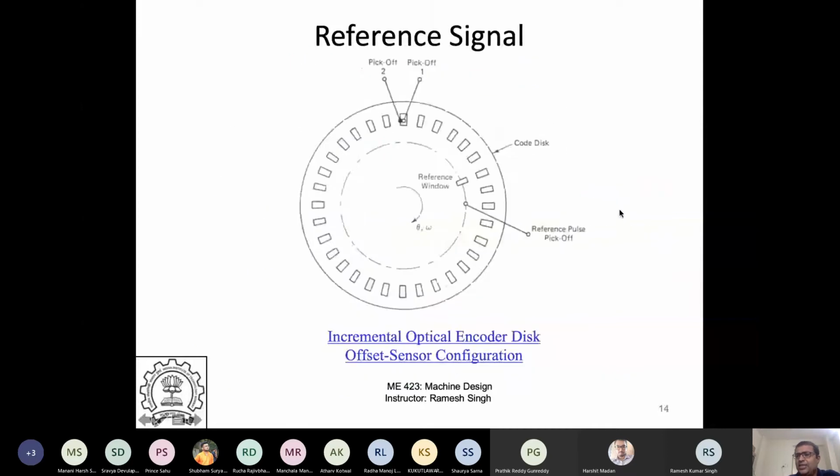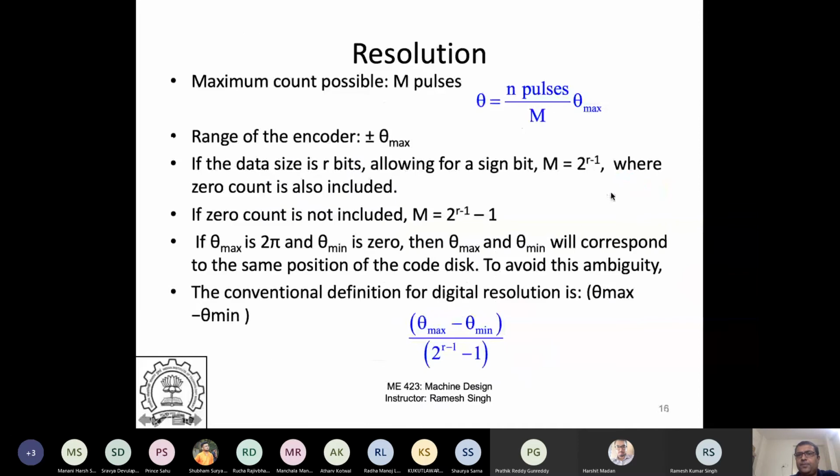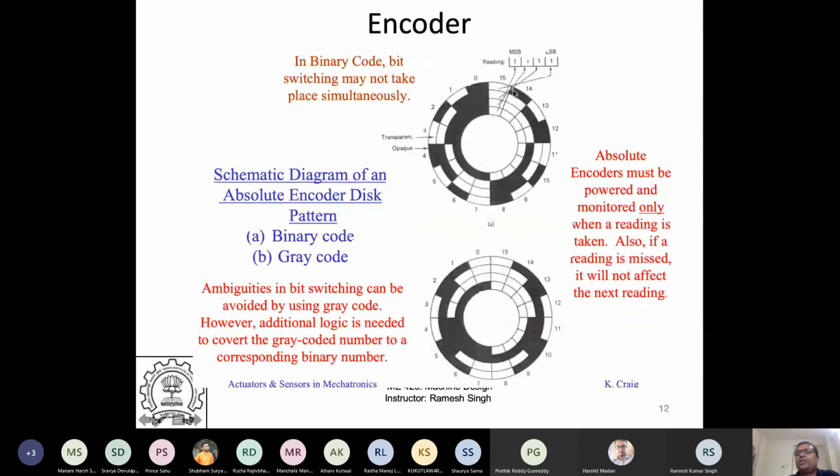But the trick here is that you need to have the machine powered, because you have to take the signal and you have to monitor the signal. So encoders should always be powered and monitored when a reading is taken. That's the additional thing in an absolute encoder.